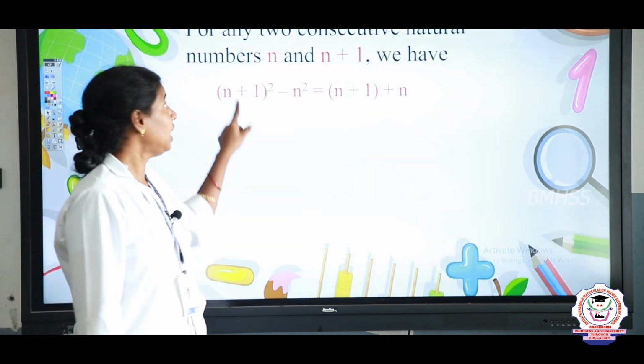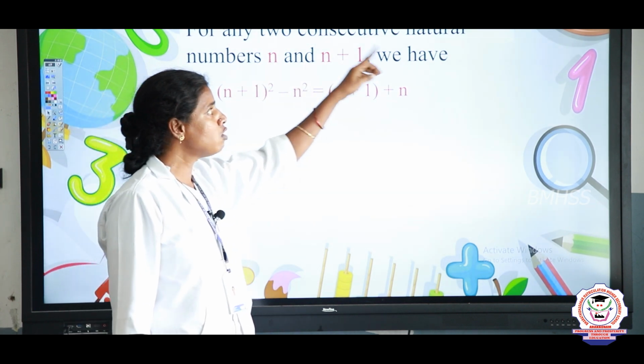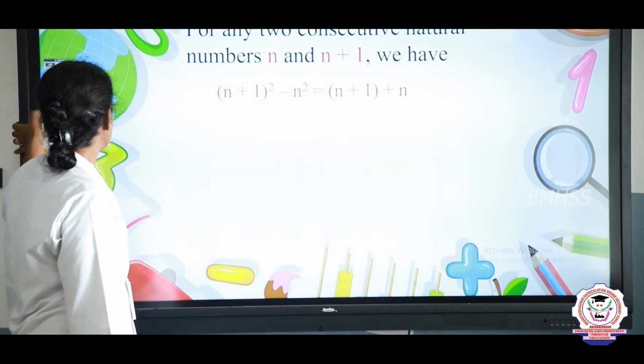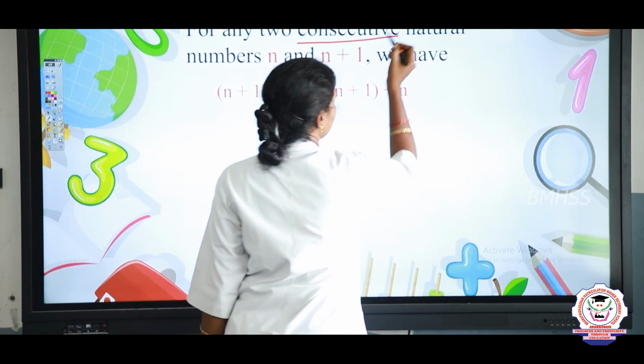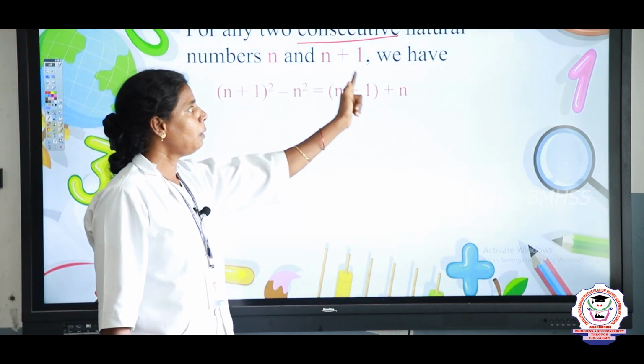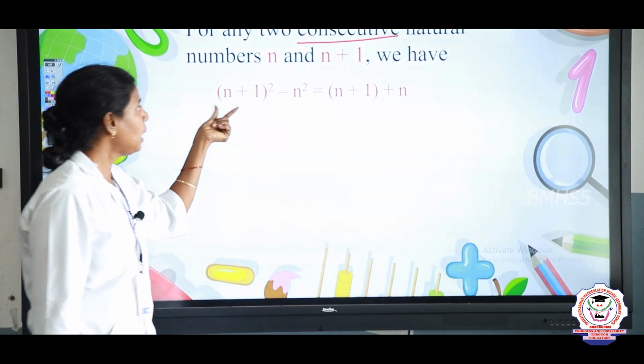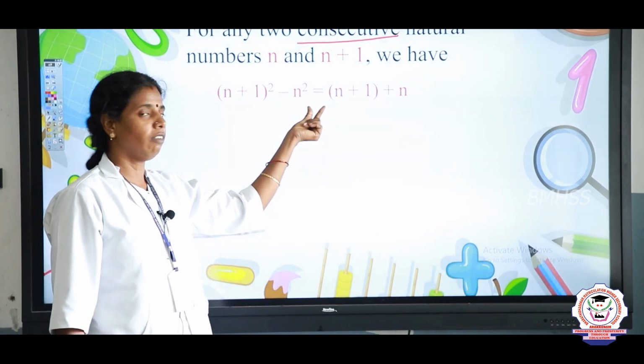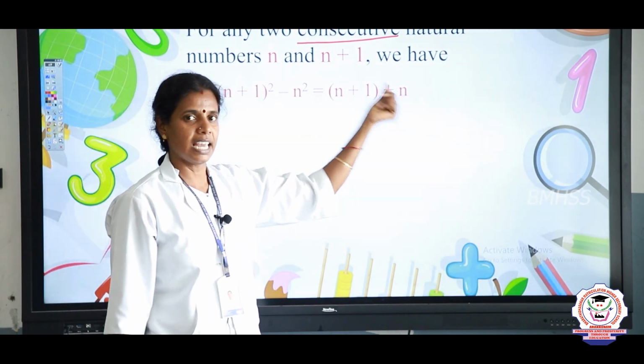the next property, which is for any two consecutive natural numbers, that is, consecutive natural numbers is continuous number. The numbers may be n and n plus 1. We have (n plus 1) square minus n square equal to n plus 1 plus n.